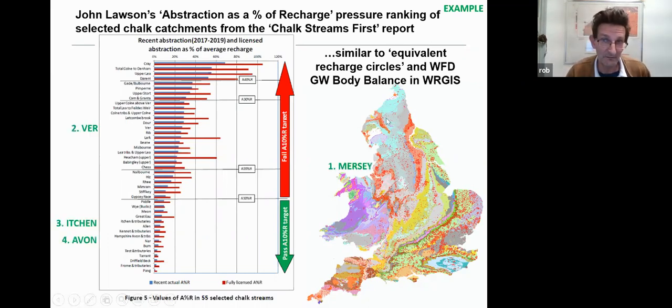So my examples that I've got, I'm actually starting out not in a place that John does much on, but in a place of severe historical groundwater abstraction, which is the Mersey.